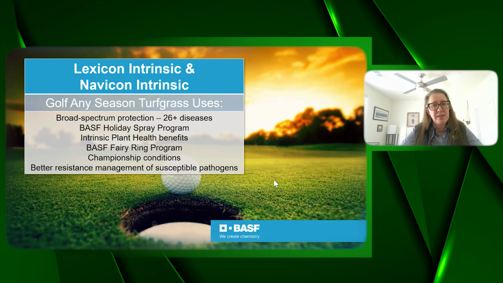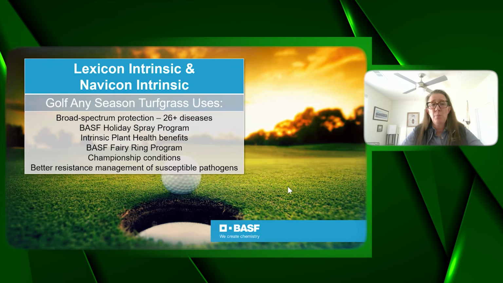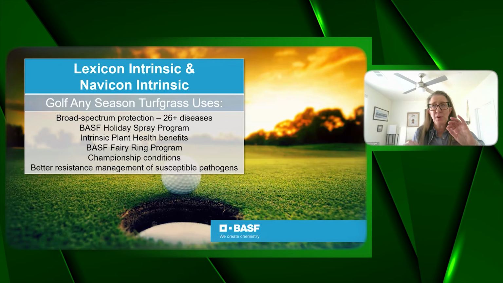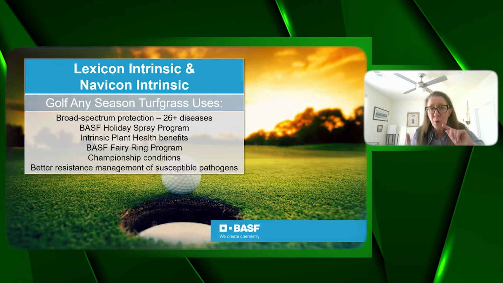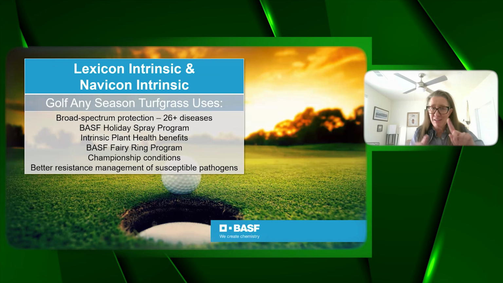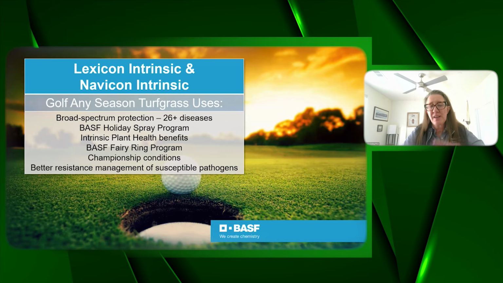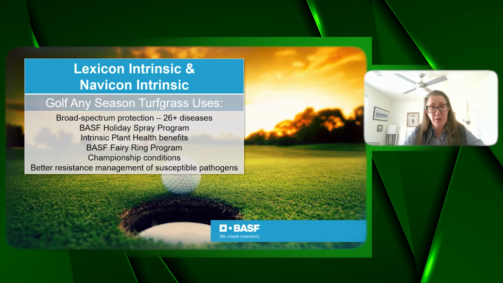Better resistance management to susceptible pathogens. So that works when the pathogen is susceptible or is sensitive to both of the active ingredients in either material. One, Lexicon is a group 11 and group 7. Navicon is an 11 and a 3.